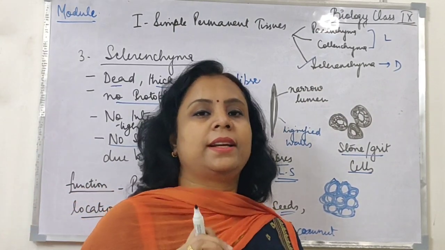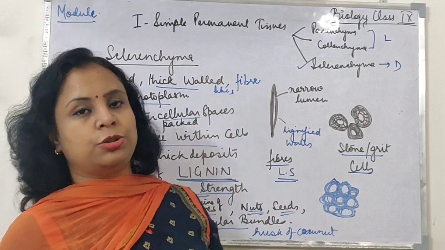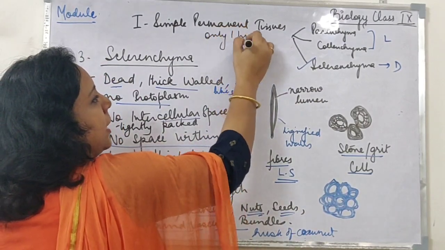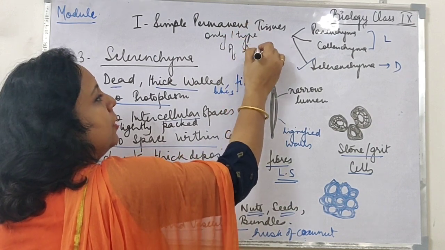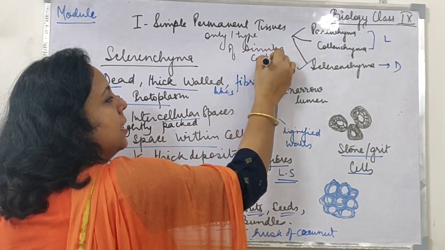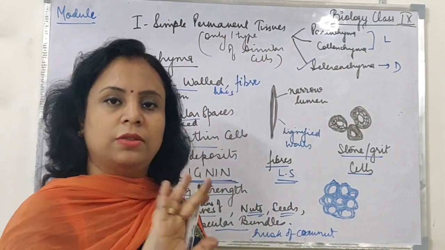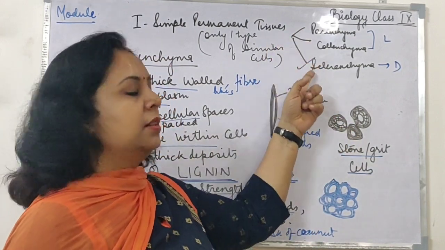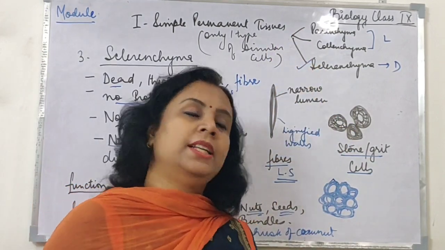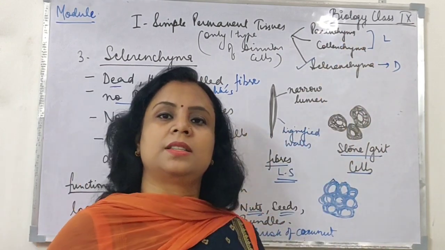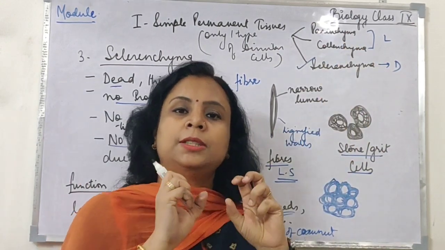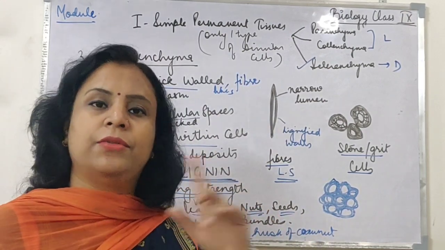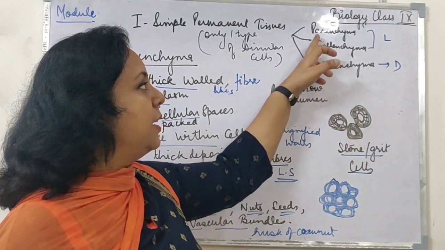We'll just do a little quick recap. We have studied simple permanent tissues. They are made up of only one type of cells, similar in structure as well as origin. All of them are the same, and together they perform a specific function. Then we saw the three types of simple permanent tissues. The parenchyma, which forms the ground tissue or the storage tissue of the plant. Throughout it is present: root, stem, leaves, fruits, flowers, everywhere you will find this.